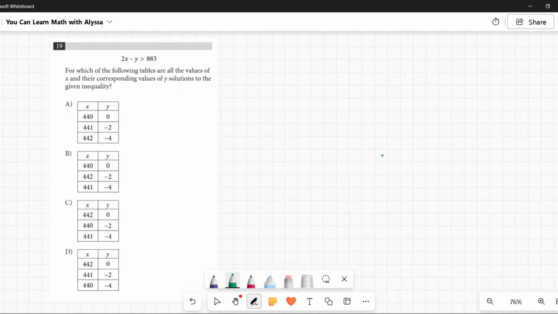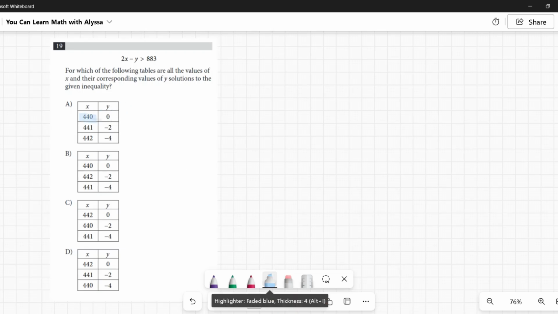Number 19. 2x minus y is greater than 883. For which of the following tables are all the values of x and their corresponding values of y solutions to the given inequality? Okay, so to limit the number of calculations I have to do, I'm going to look at my answers first and see what things are similar and what things are different. So, I see when y is 0, for each of these, there's one where y is 0. In all 4 tables here, there's one where y is 0.